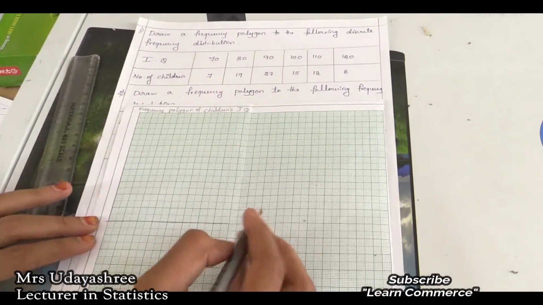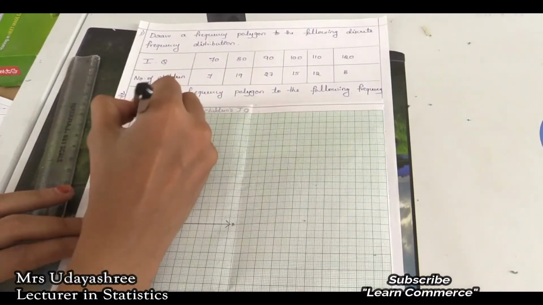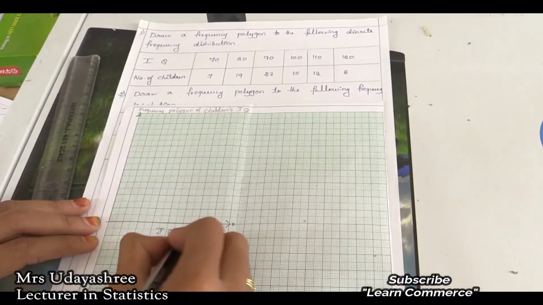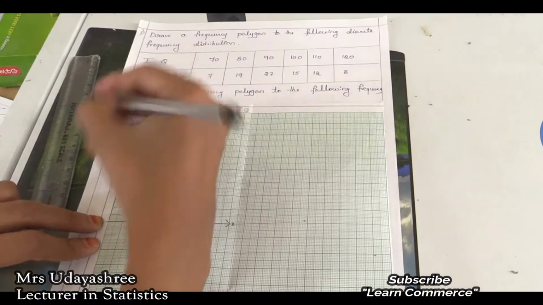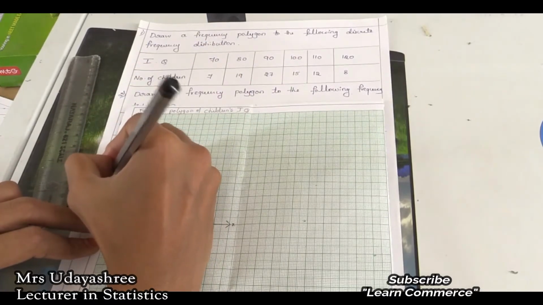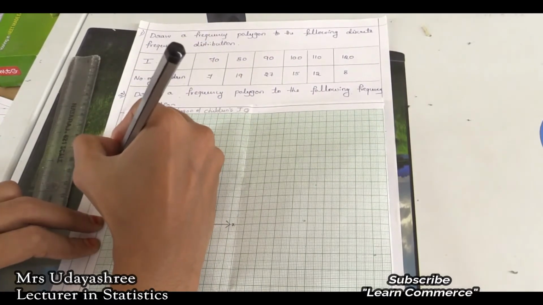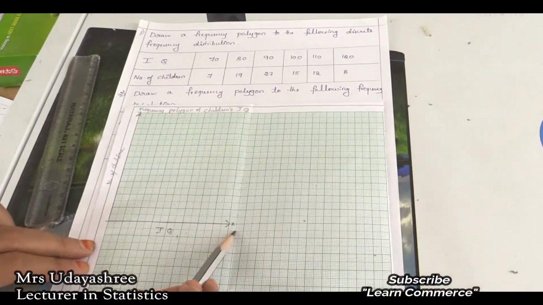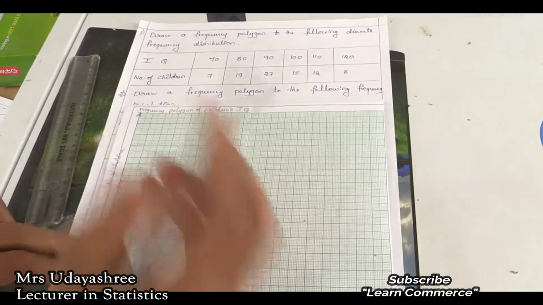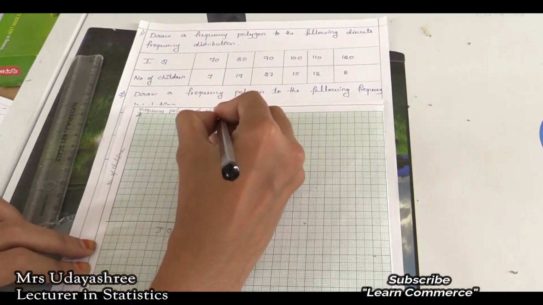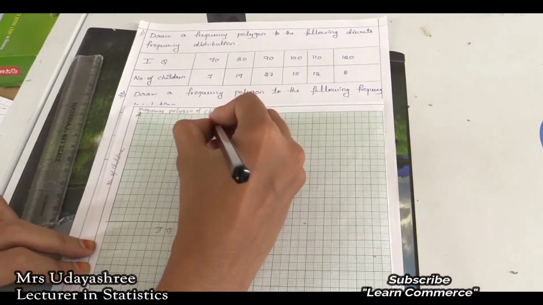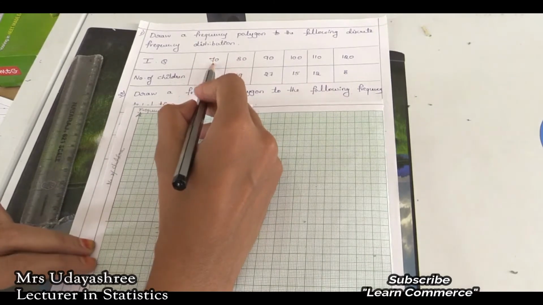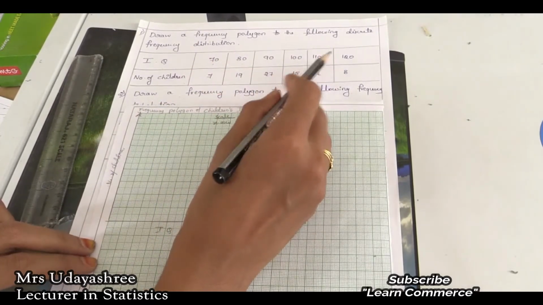Like this. So this is the x-axis and this is the y-axis. IQ is taken along the x-axis and the number of children is taken along the y-axis. So first I will take the scale for the x-axis. See the observations: 70, 80, 90, 100, 110 and 120.